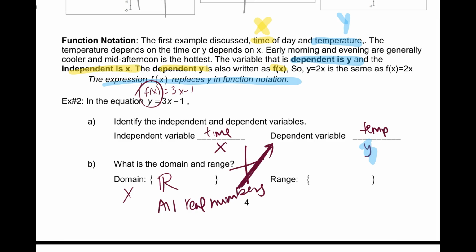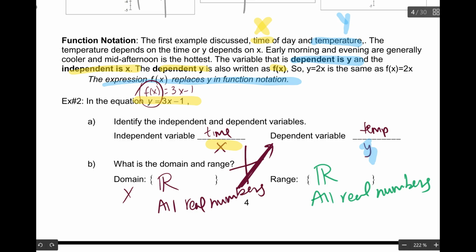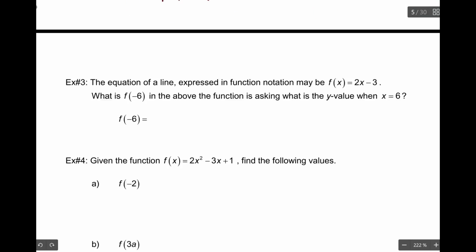So in this function, the dependent variable is y, so what will y be? Depending on what we plug in for x, y can be any number. So we say all real numbers. Because I could plug in 0 for x, and y will be -1. Plug in 100 for x, and y will be 299. Plug in -5,000 for x, and y will be -14,999. So it's all real numbers. That's how we write that.